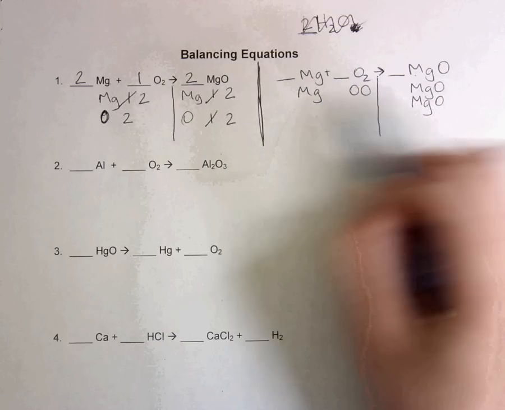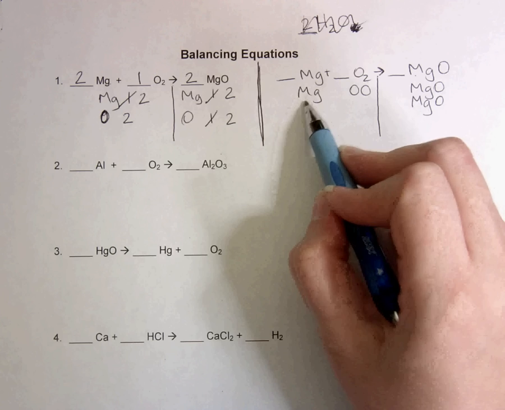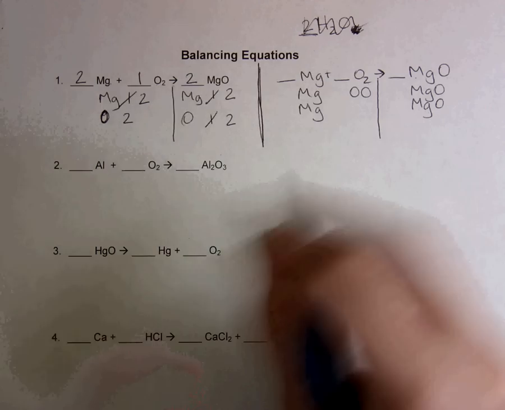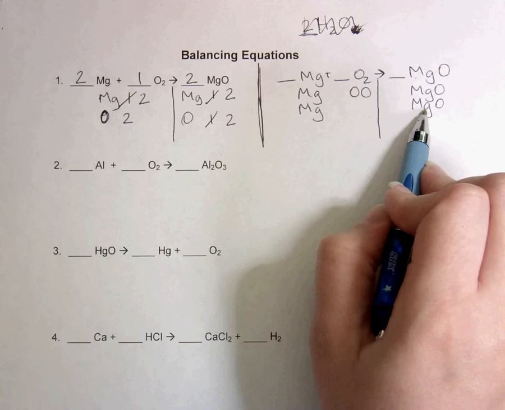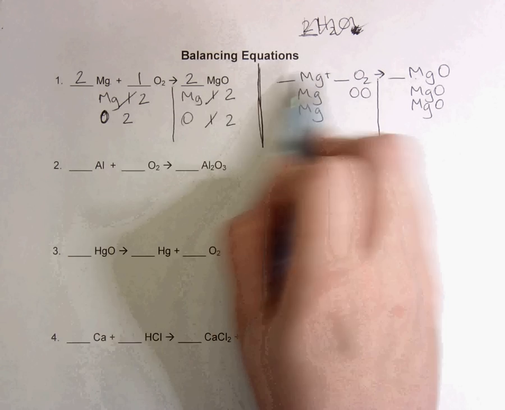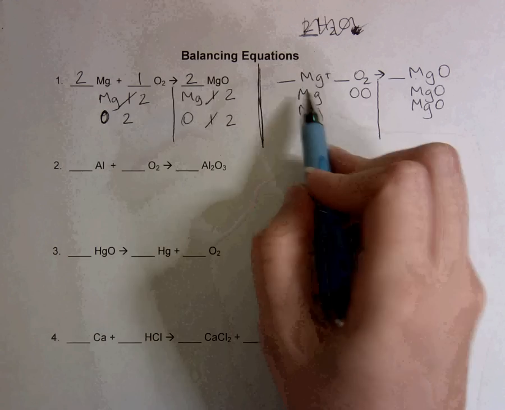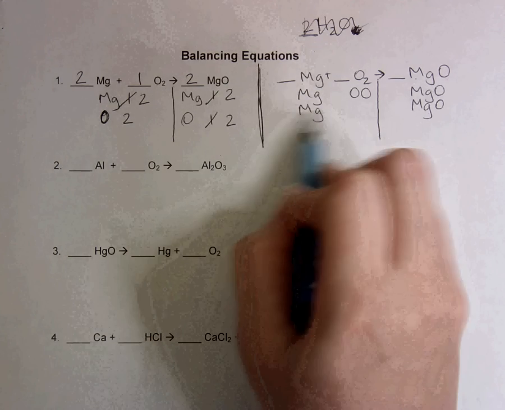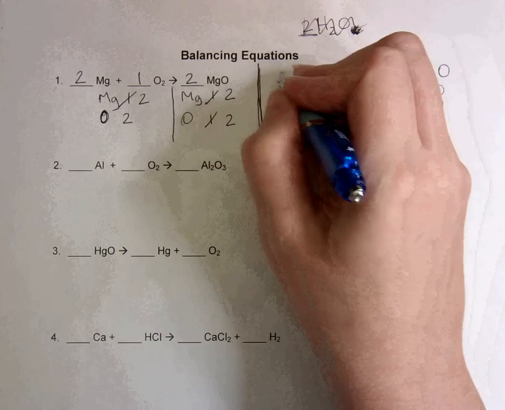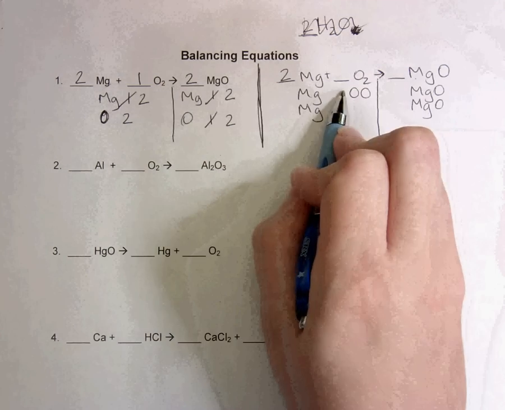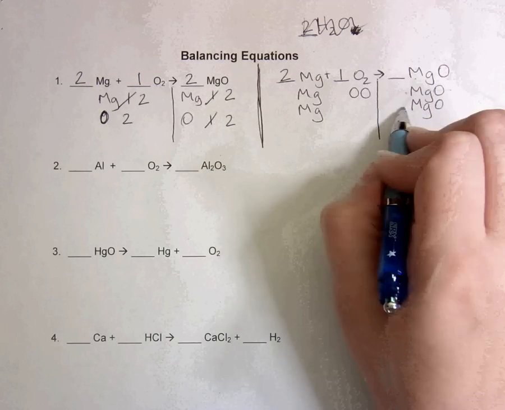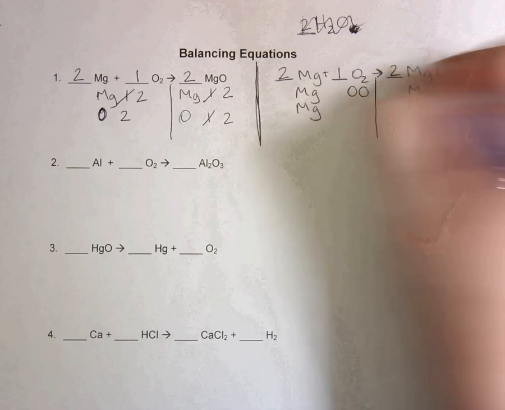So I have 1 Mg compared to 2 Mg's, so I need more on this side. So I'm going to make another Mg here, and now it's balanced. 2 and 2, and then my oxygens are 2 and 2. To figure out what numbers to write in these blanks, I count how many rows of each compound I made. I made 2 rows of Mg, so I write down 2. Here I made 1 row of O2, and here I made 2 rows of MgO, so I put a 2.